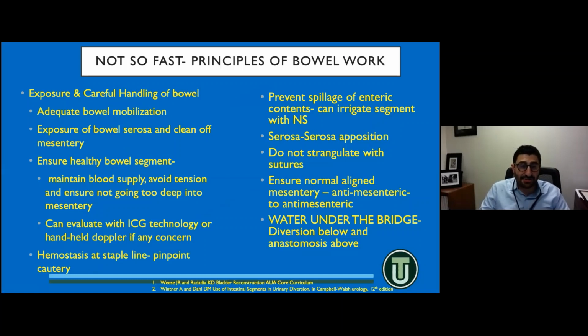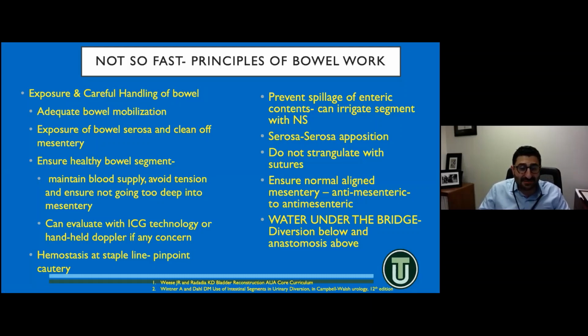You want to ensure you're using a healthy segment of bowel. Maintain the blood supply, avoid tension, and ensure that your mesenteric incisions are not too deep and you're not shortening the mesentery and altering the blood supply. With robotic diversions, indocyanine green can be used to help show you what's healthy and what's not, or you can use a handheld Doppler if there's any concern.